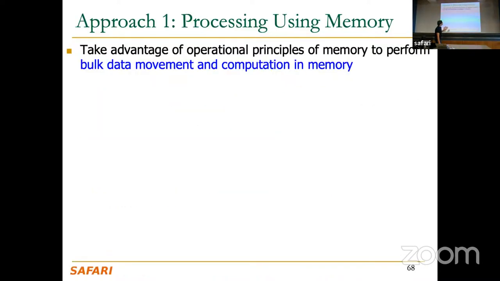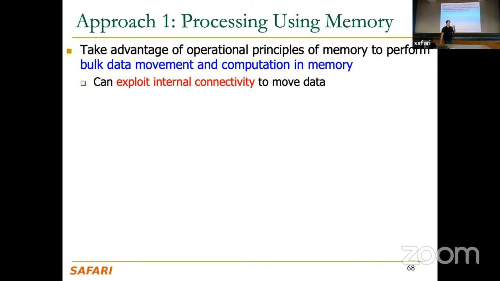We are going to focus first today on processing using memory. The idea is to take advantage of the operational principles of memory to perform bulk data movement and computation in memory. When we talk about the operational principles, we talk about using charge, using current, using voltage to perform computations using the memory cells. So we can exploit as well the internal connectivity to move data.